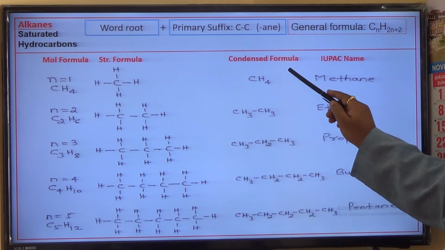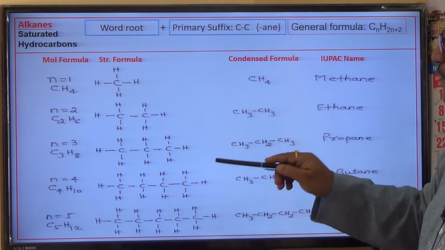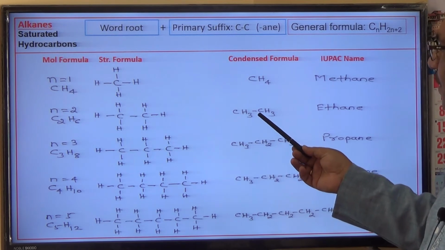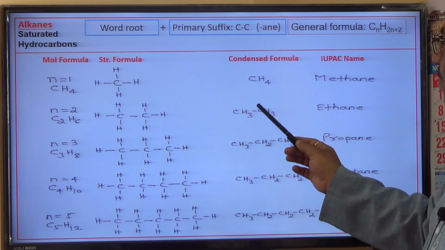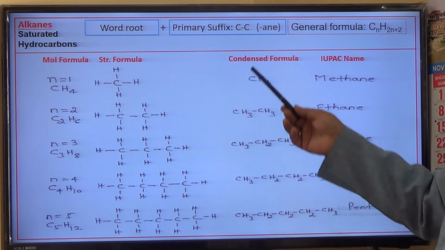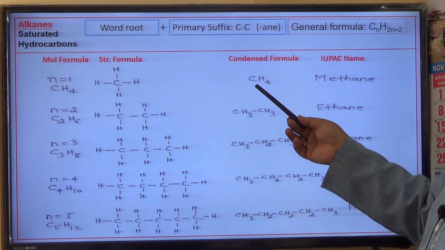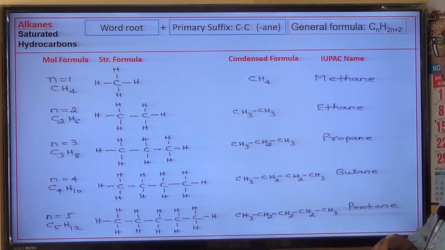What is the condensed formula, the abridged formula? For example, here this is the structural formula, and the condensed formula for this is CH3-CH3. This is the condensed formula. Of course, for methane there is 1 carbon atom only, and therefore we write the condensed formula as CH4, same as the molecular formula.